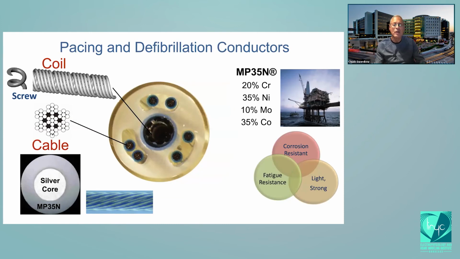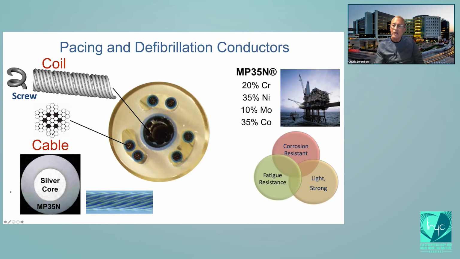So with a little more detail, the primary pacing metal is an alloy called MP35N. MP stands for multi-purpose, and 35N tells you it's got 35% nickel. This was not designed by pacemaker engineers. It was designed for use in oil rigs in the Gulf of Mexico, where we pump oil in the United States.